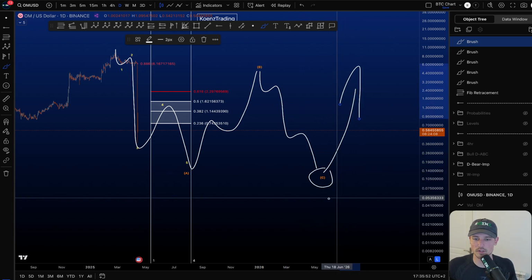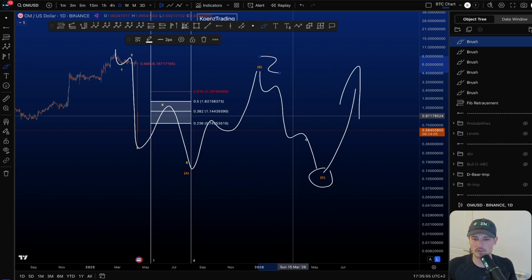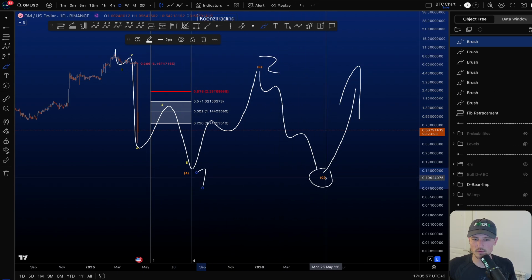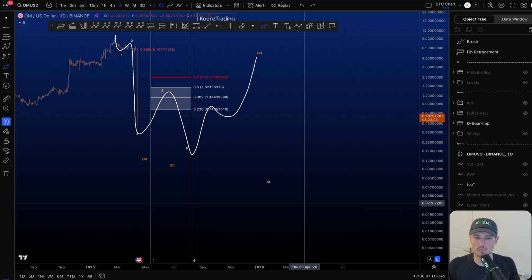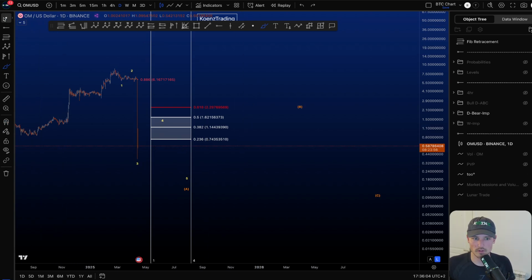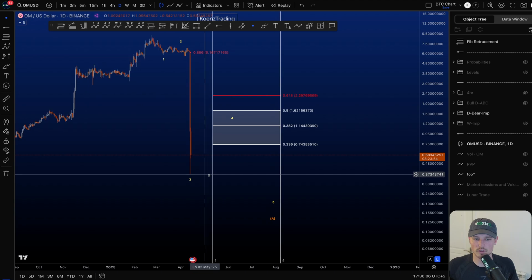After C, you look for price to move up. If this is a wave 2, wave 1, wave 2, and then wave 3, that's your alternative, right? Okay, but that's going to take many, many weeks. So let's just focus on the local stuff so that you actually know what to look out for.